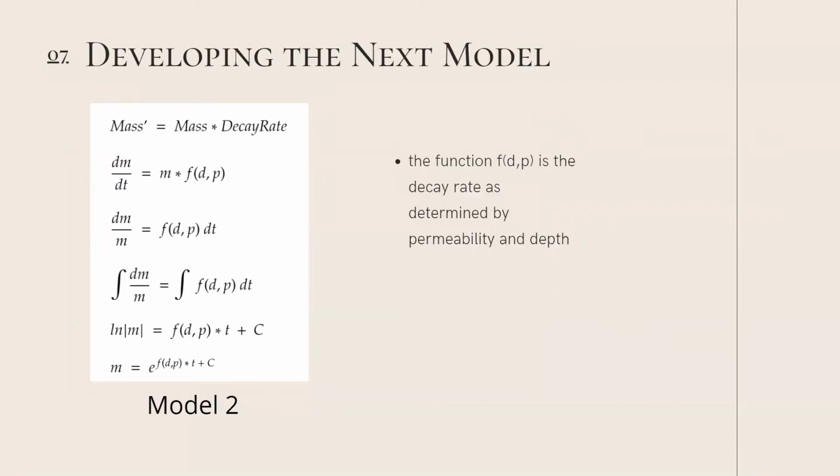For developing the next model, we decided to set up a differential equation with mass tied to the decay rate. This is assuming that the microbes would decrease in size and have a decay rate relative to the mass. As you can see, we were left with an exponential function based on a function of depth and porosity as the exponent plus a constant.